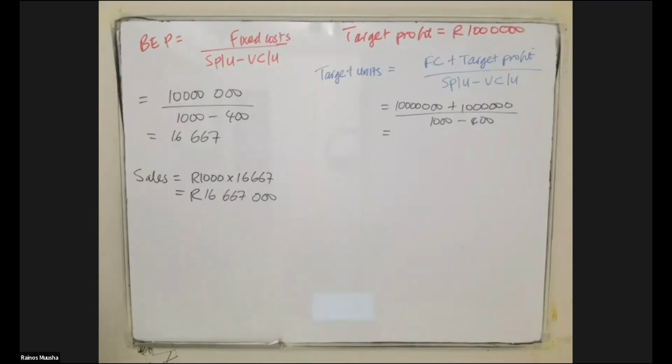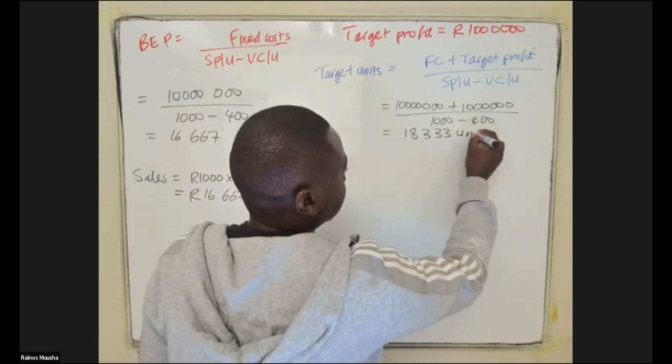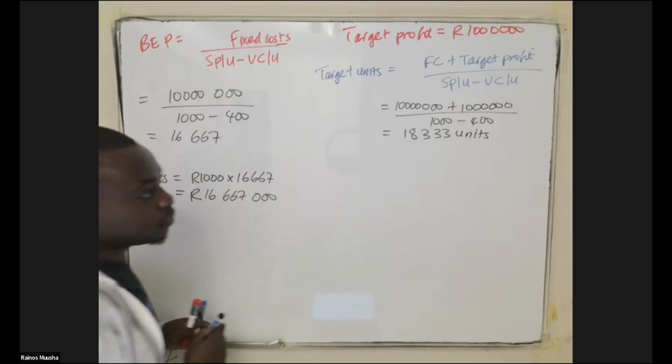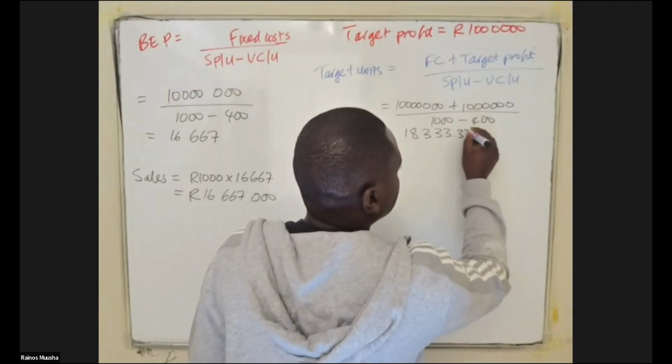How many units do you need to sell? How many units do we need to sell? 18,334 units. 330, is it 34 or 33 units? It says 33,33. Yeah, which remember you cannot round it off to the nearest one, because it's from 0.33. The 3 here is less than 5, so you round it off to the nearest 0, isn't it?